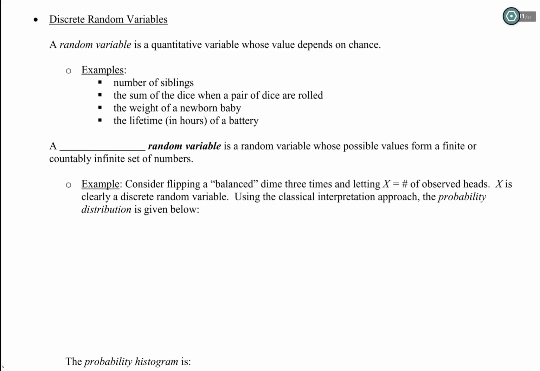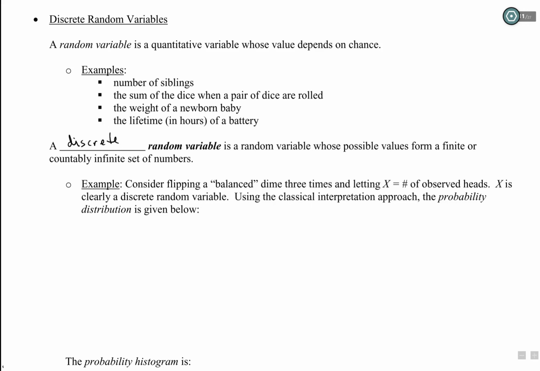We want to consider these variables. A random variable is a quantity or a quantitative variable whose value depends on chance, and we've seen that before. It's discrete if the possible values form a finite or countably infinite set of values.